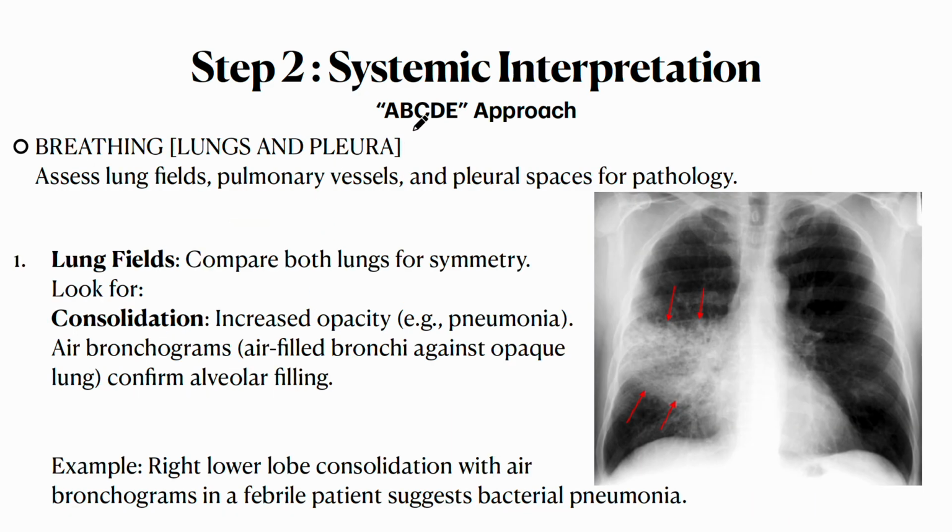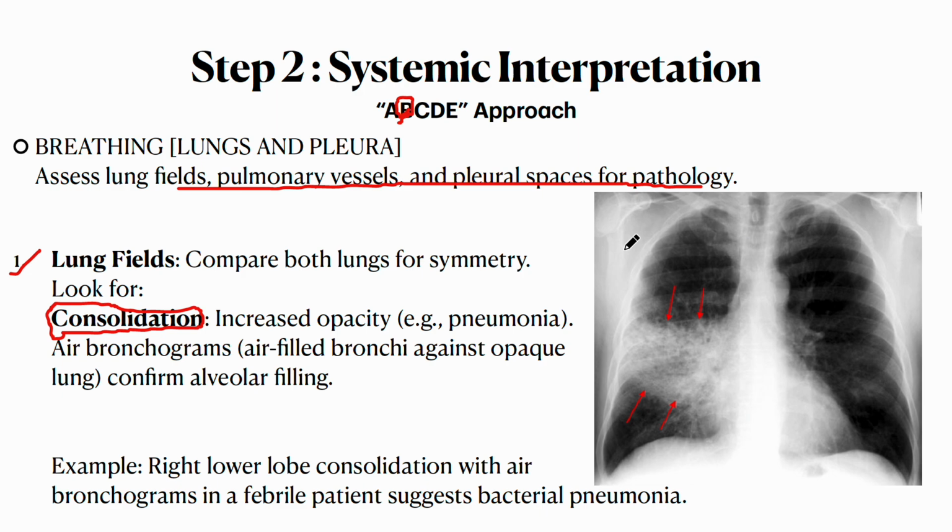Now let's talk about B, that is breathing. In breathing, we have to assess lungs and pleura, right? We have to assess lung fields, pulmonary vessels, and pleural spaces for pathology. Let's begin with the lung fields. Inside the lung fields, we have to assess consolidation and other reasons that we will be talking about in a few minutes, right? So we have to compare both lungs for symmetry first. We have to do the technical assessment, and if the chest X-ray is ideal, then we check for the systematic interpretation, right?